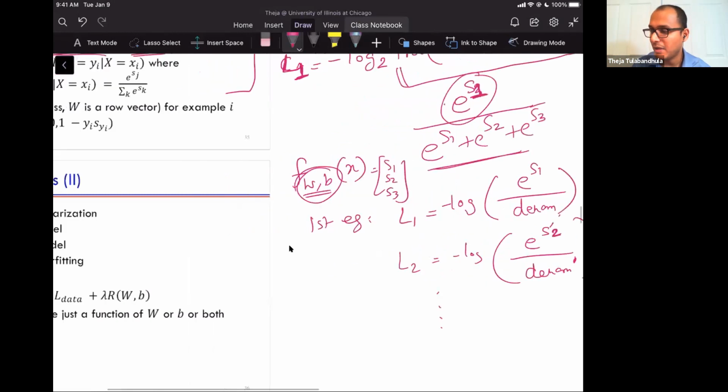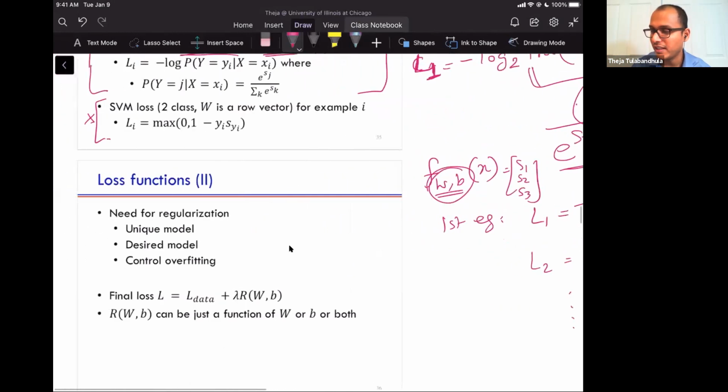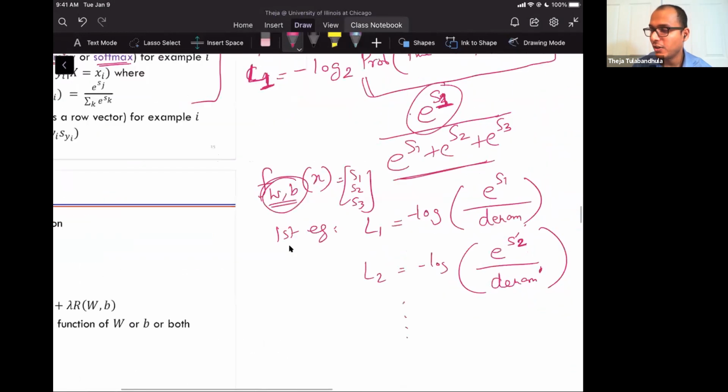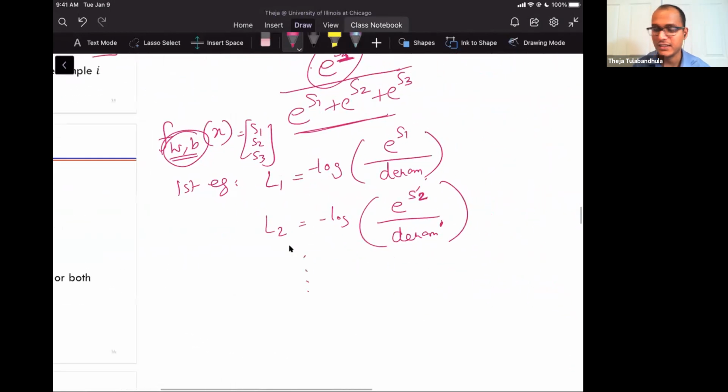Is that clear? I'm doing a lot of detail here, but hopefully for those who know this, it should seem fine. And for those who are new, hopefully it's clear how, given any model, we're able to score it for each training example and then add it up.